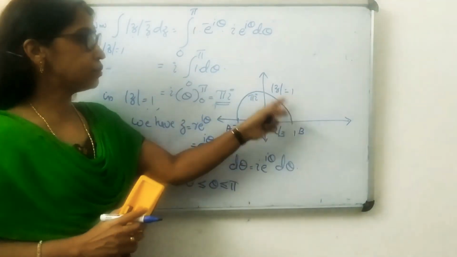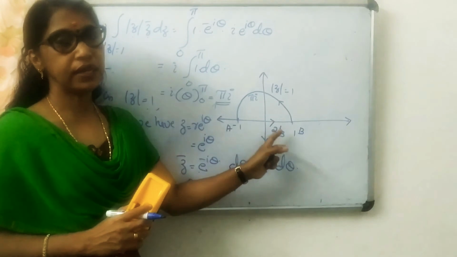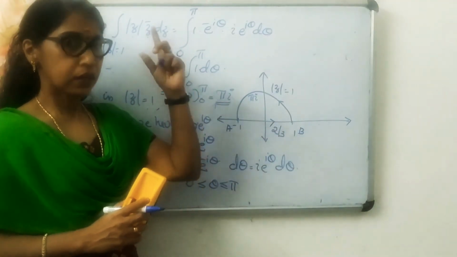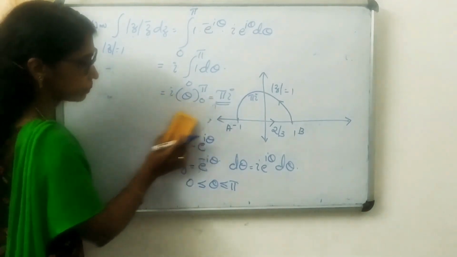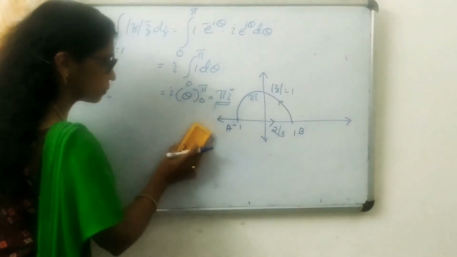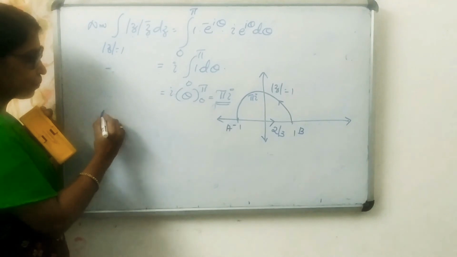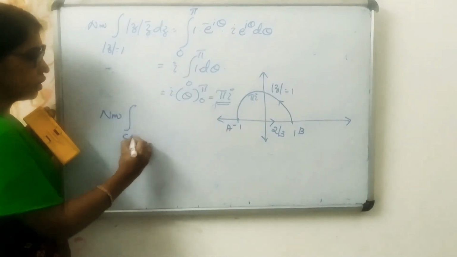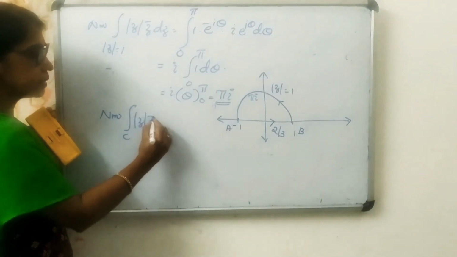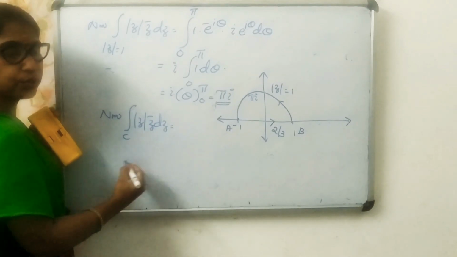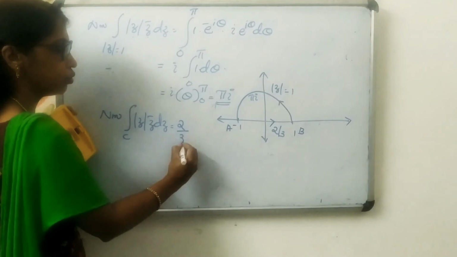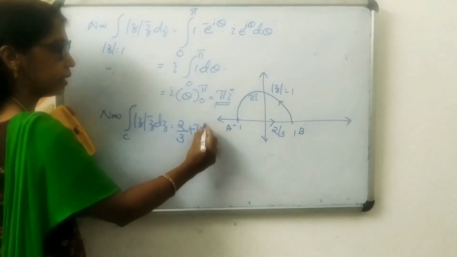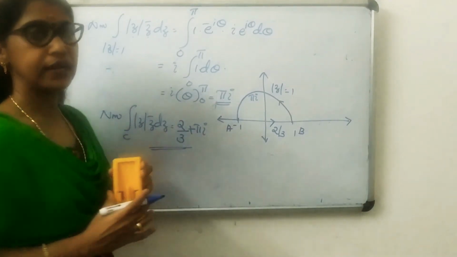Now we have to add these two integral values to get the final answer. The integral over C of modulus of z into z bar dz is equal to 2 by 3 plus pi I. So this is the final result.